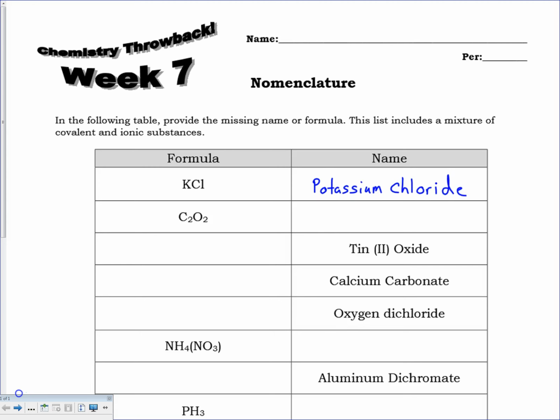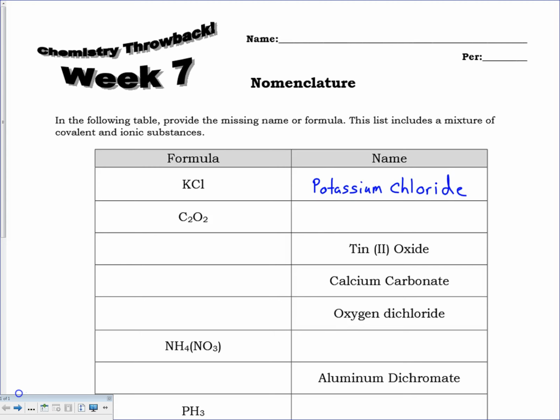The second one here, C2O2. Carbon is a nonmetal, oxygen is also a nonmetal. So we're going to name it using the Latin prefixes. We say dicarbon because there are two carbons, and dioxide because there are two oxygens. And so for the covalent, it literally just says the formula, but with the prefixes saying how many there are.